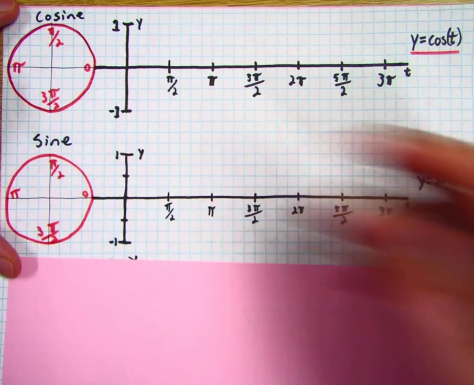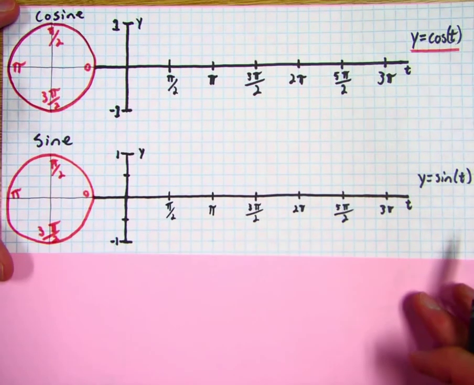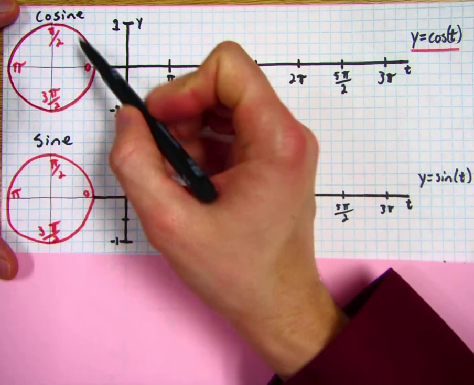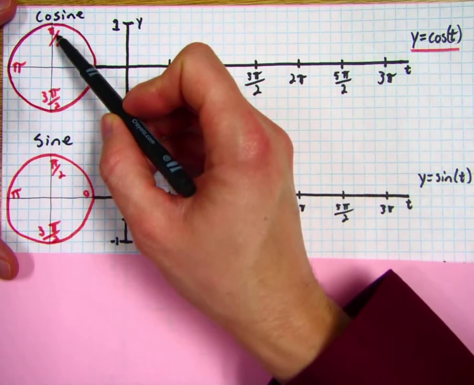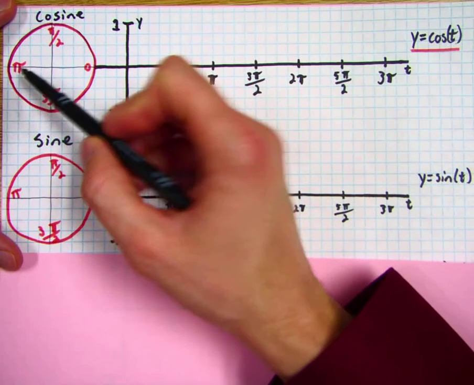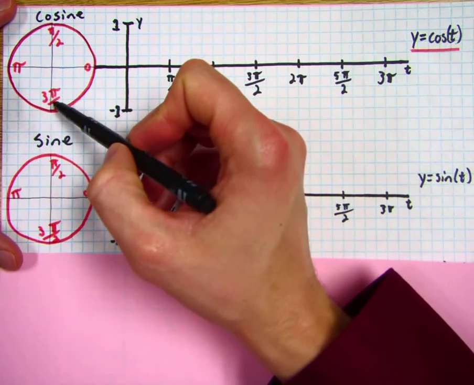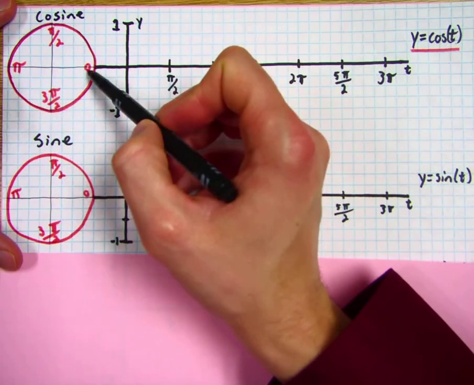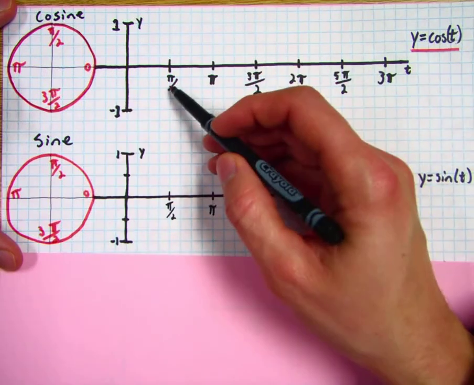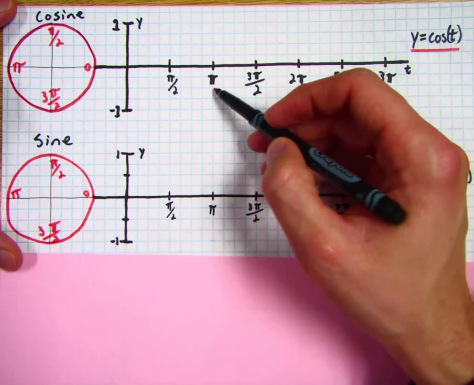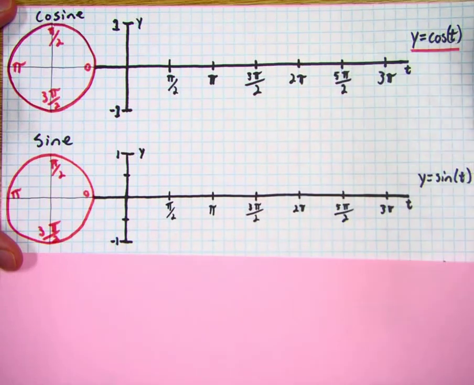0 radians is the same as 0 degrees, so that would be starting out to the right there. Pi over 2 is the 90-degree position. Pi is 180. 3 pi over 2 is 270. And then if I came all the way back around, that would be 2 pi radians. So each of these really has a counterpart, 90 degrees, 180 degrees, and so on.